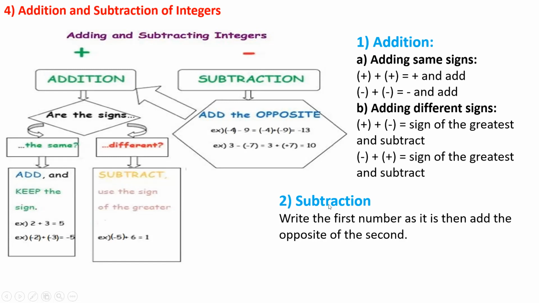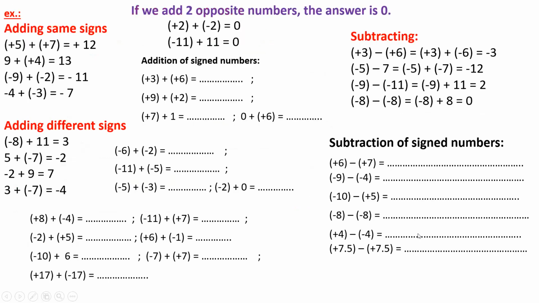Subtraction of signed numbers. Here we have to follow steps. We write the first number as it is, then we change minus into plus, and we write the opposite of the second number. Let's do a practice.